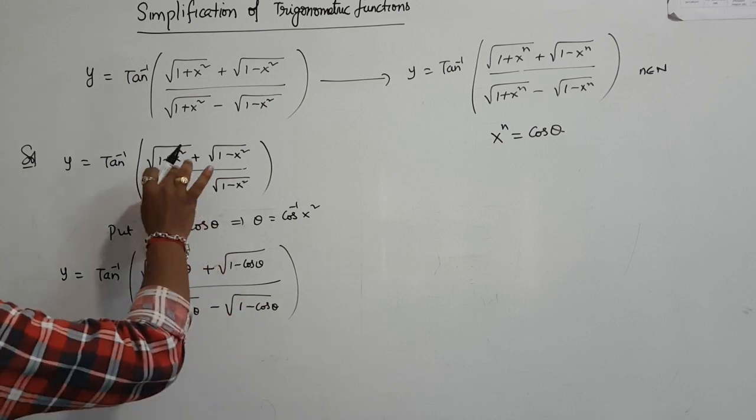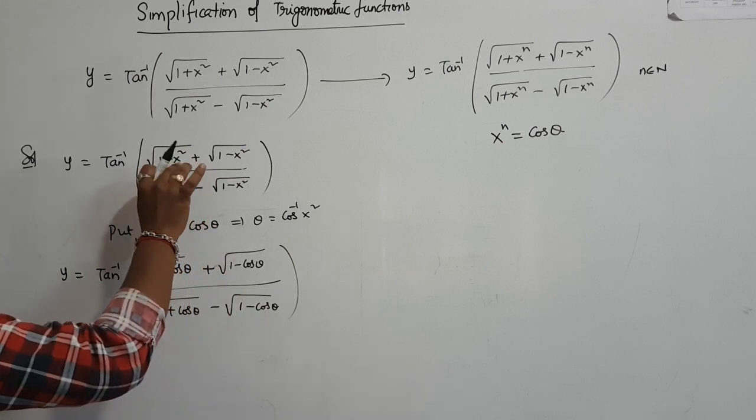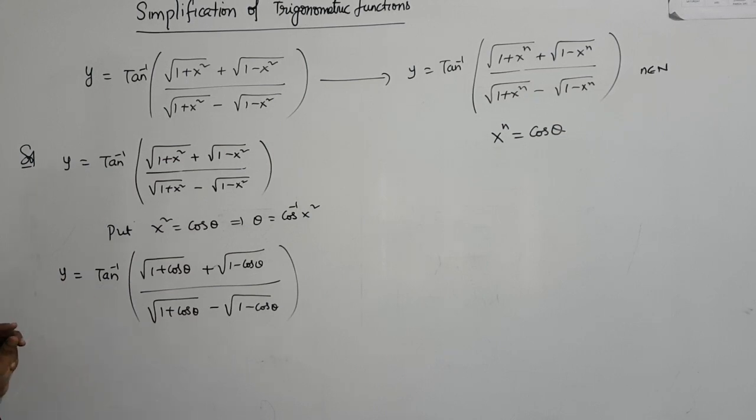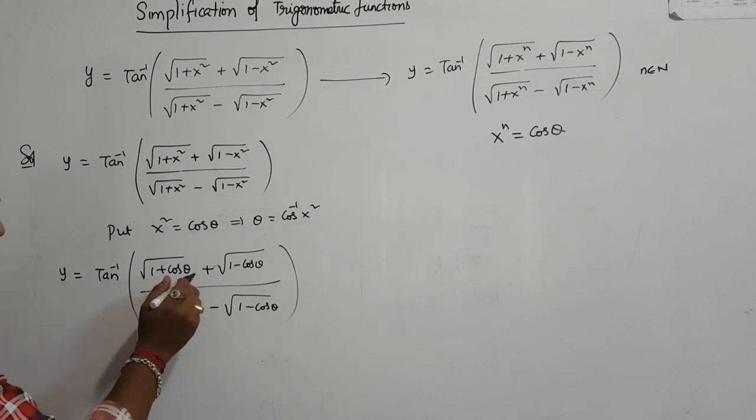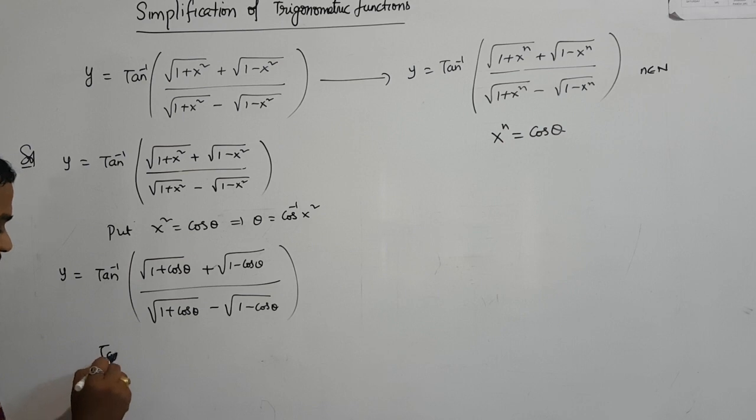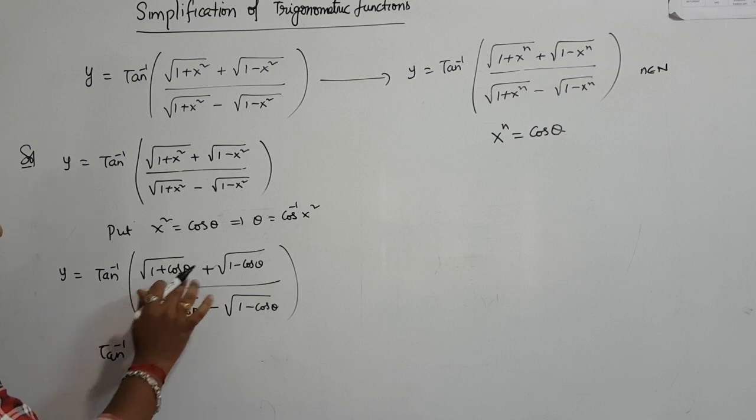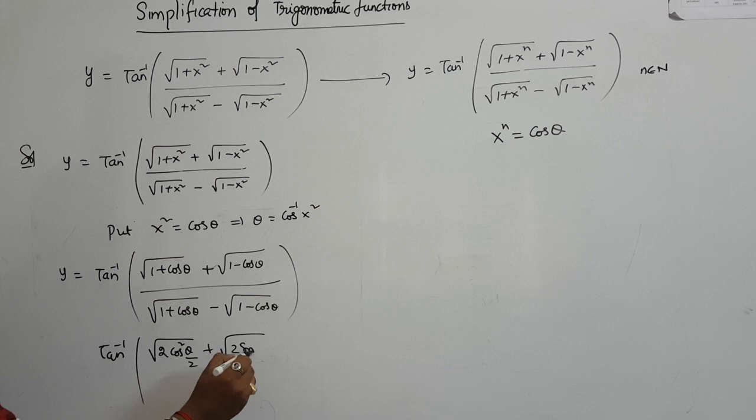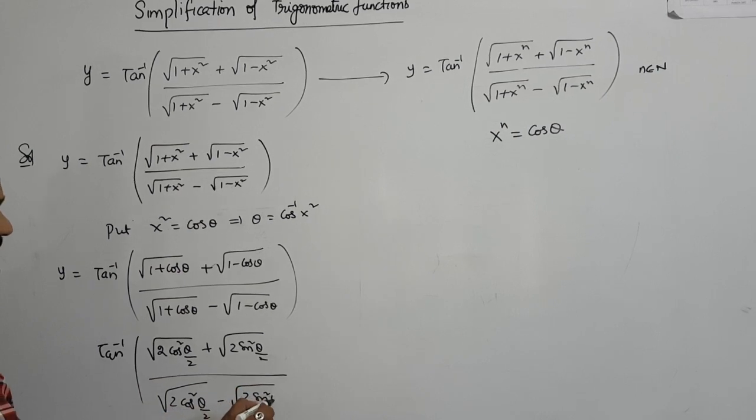First of all, what is the original function? x square means you need to take x square is equal to cos theta, not x is equal to cos theta. So this is the formula, you know that tan inverse of root over 1 plus cos theta is equal to root over 1 plus cos theta, meaning 2 cos square theta by 2 plus root over 2 sin square theta by 2 by root over 2 cos square theta by 2 minus root over 2 sin square theta by 2.